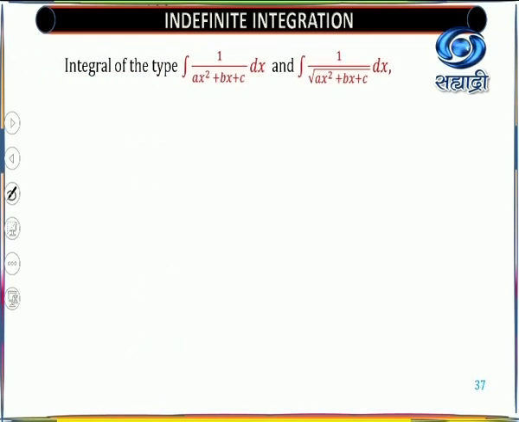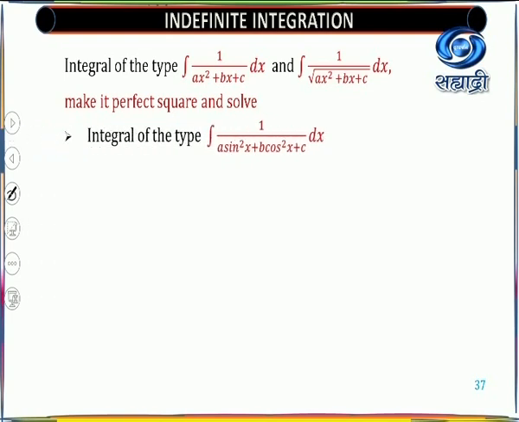Okay. Now there are different kinds of integrations also. What are those? You have quadratic equations in the denominator. So look here, these are the types: integral 1 upon ax square plus bx plus c dx, or the same quadratic expression inside the root sign, that is integral of 1 upon root of ax square plus bx plus c dx. Integrals of this type are solved by making them a perfect square, and we need to solve it.